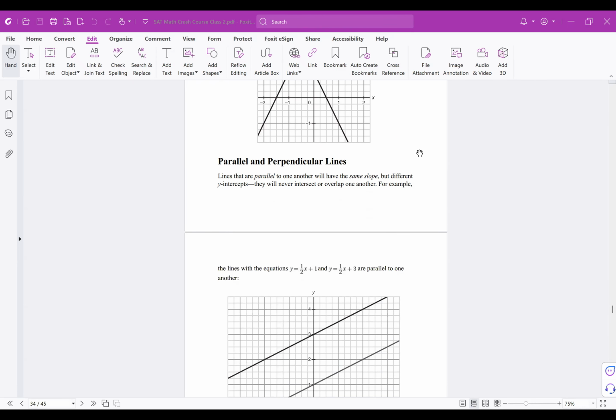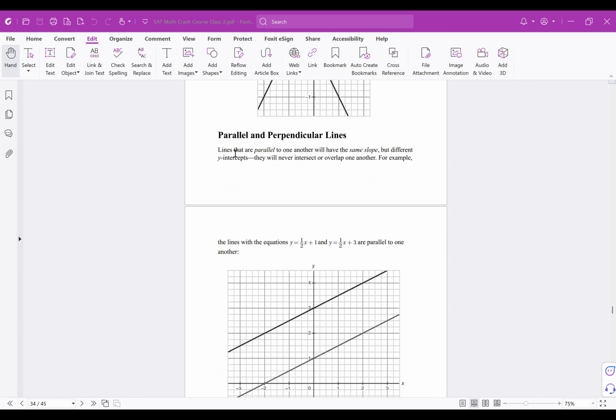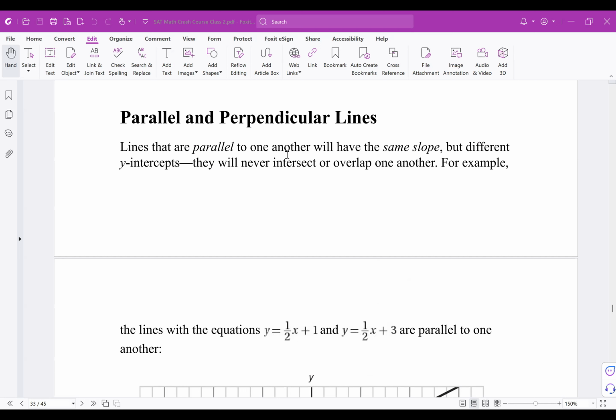So parallel and perpendicular lines, this is what I have just talked about. Lines that are parallel to one another will have the same slope but different y-intercept. They will never intersect or overlap one another.